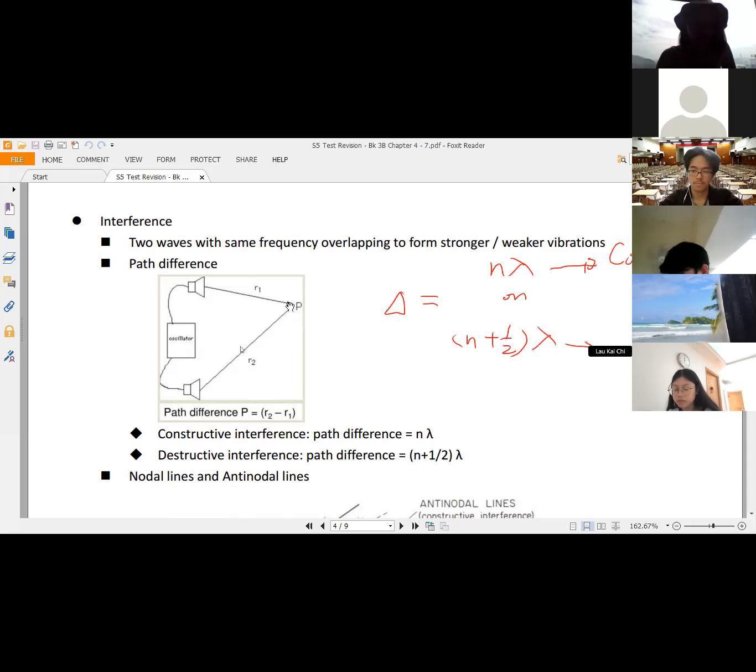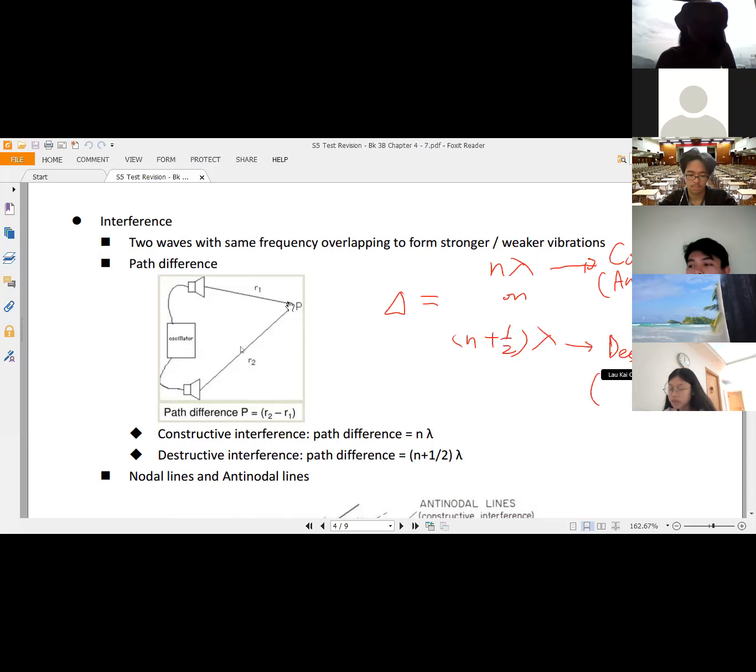And the other one will be destructive interference, right? So what is the difference between these two types of interference? For constructive interference, its amplitude will be doubled.